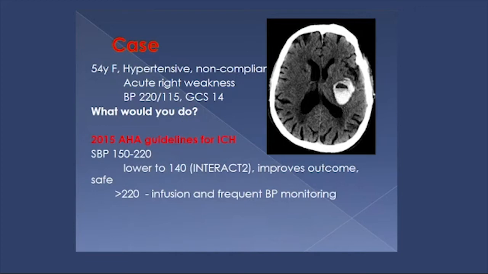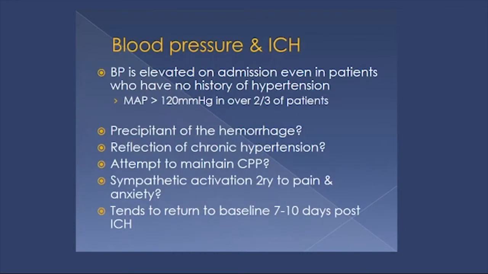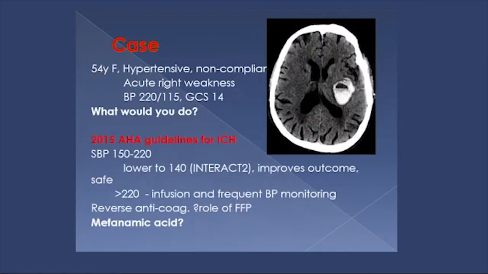According to the American Heart Association guidelines for ICH in 2015, if the systolic is around 150 to 220, you lower it to 140, with infusion and frequent BP monitoring, and the targets are mentioned in the next slide, which I'll show you. So, a question about reversal of anticoagulation and the role of fresh frozen plasma in patients who have a bleed when they are on anticoagulation. I'll mention that as well in a slide. And so basically BP is elevated in most of these patients on admission.